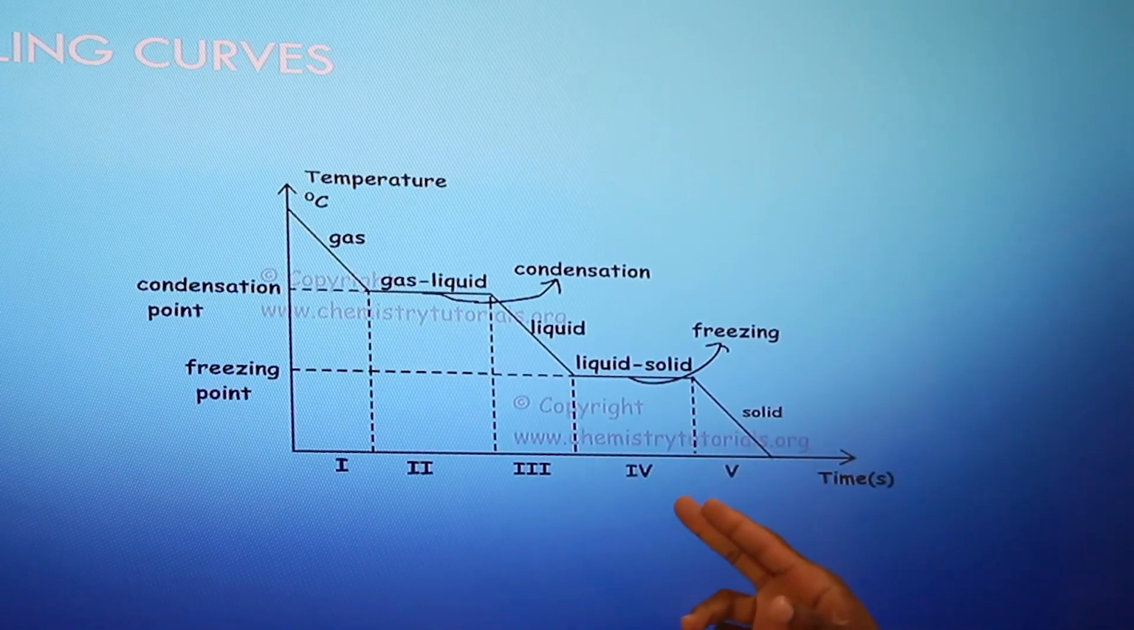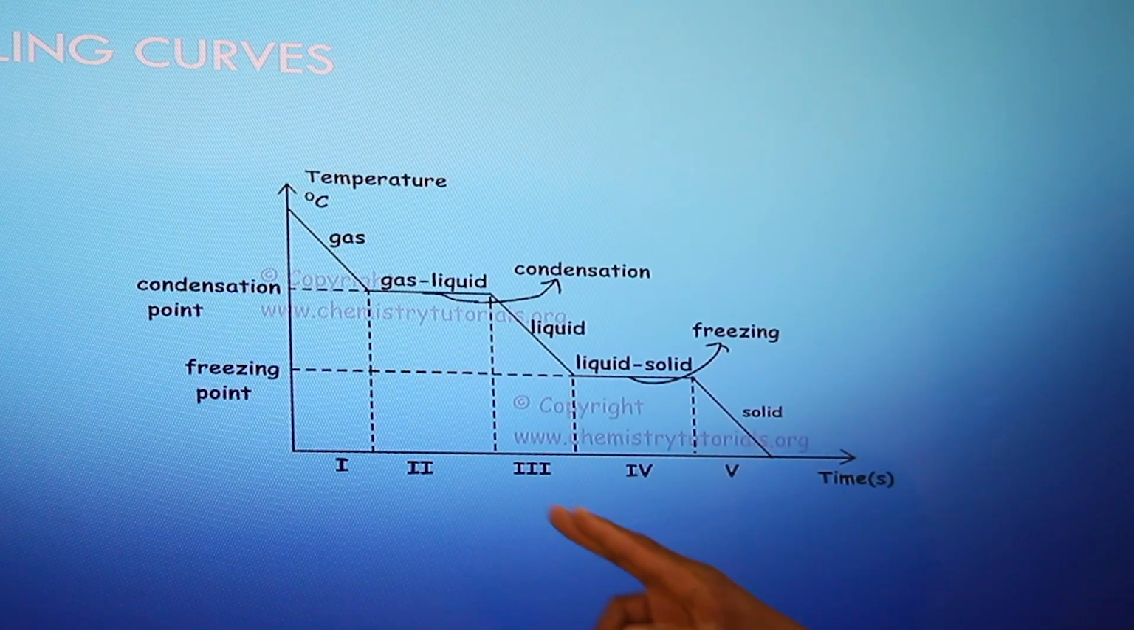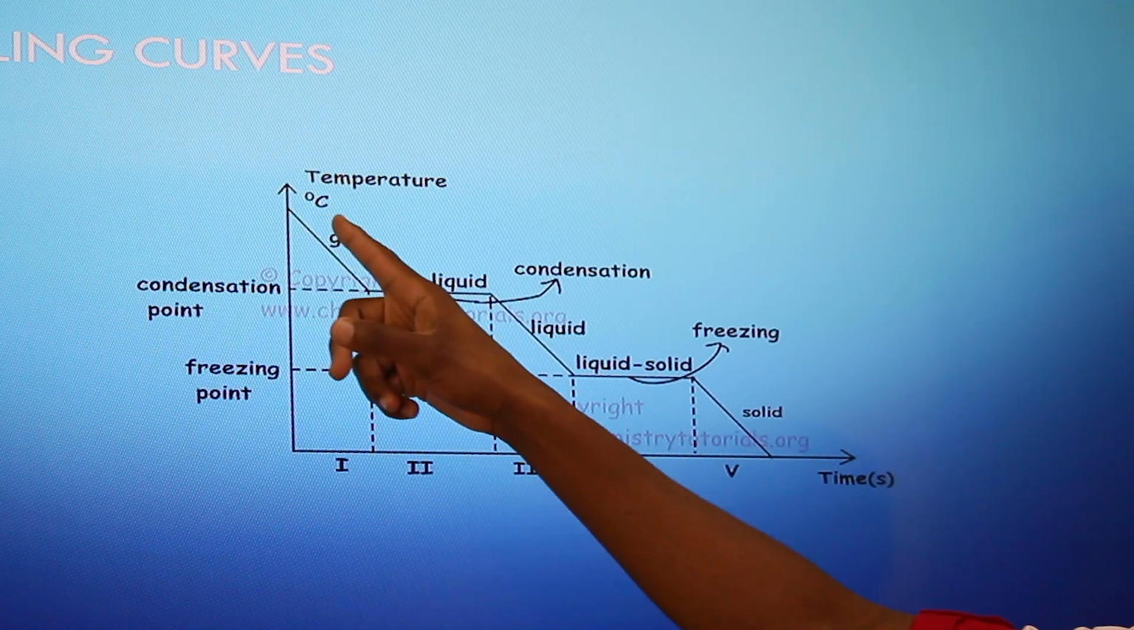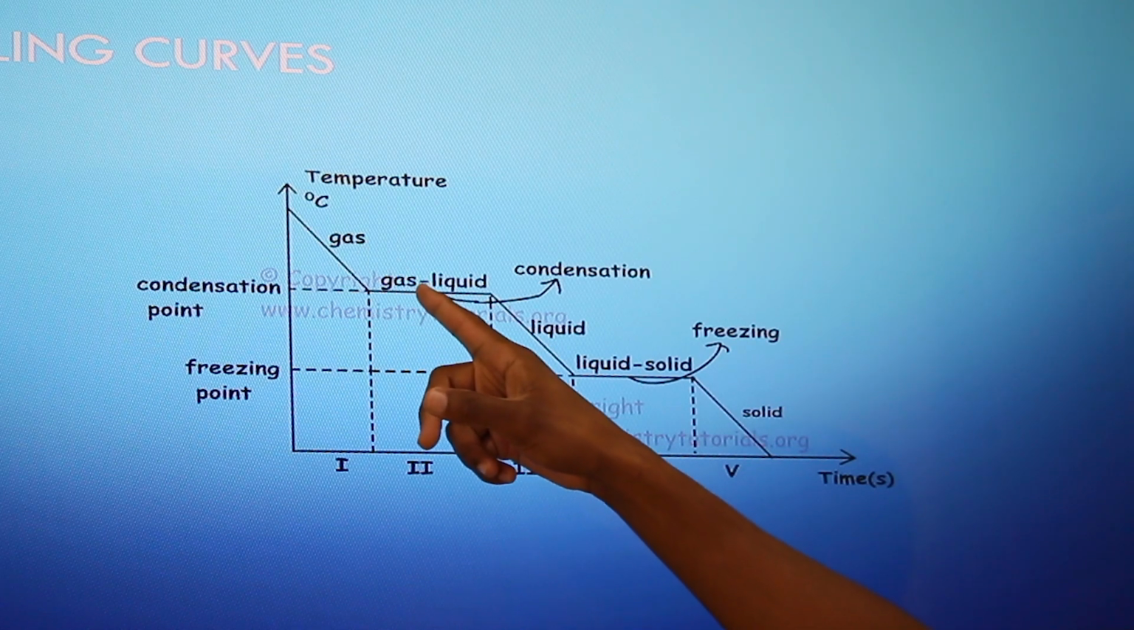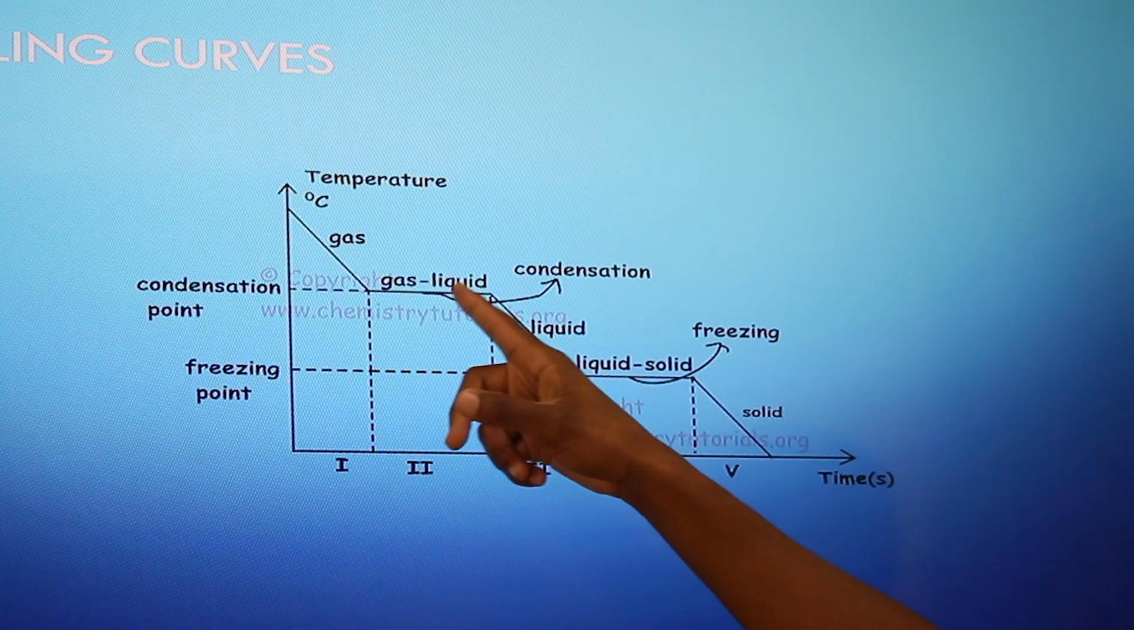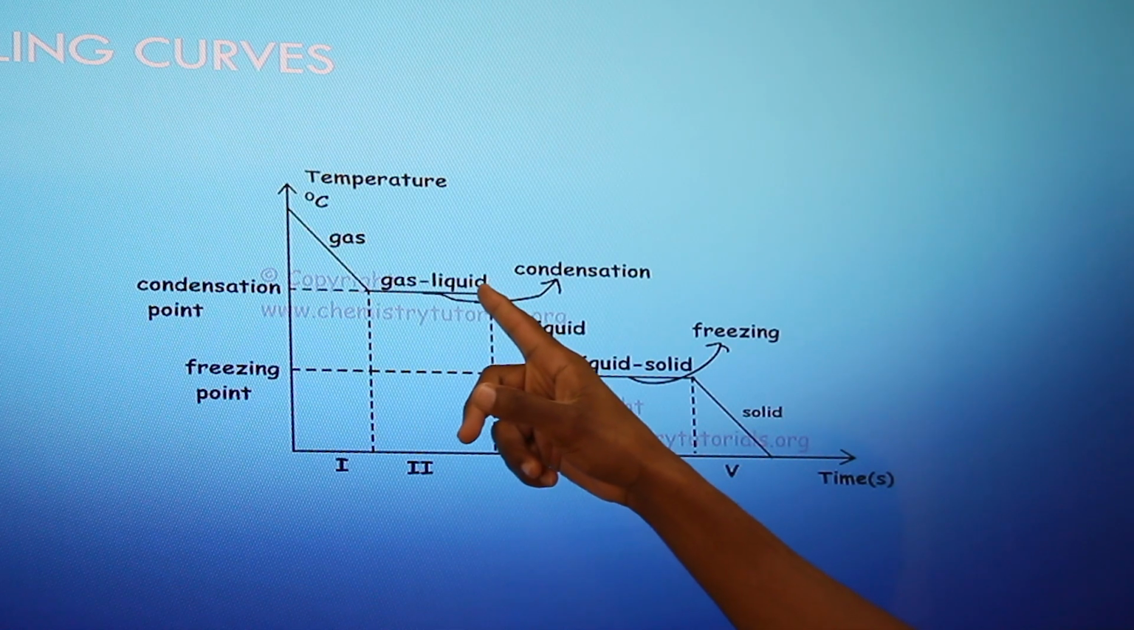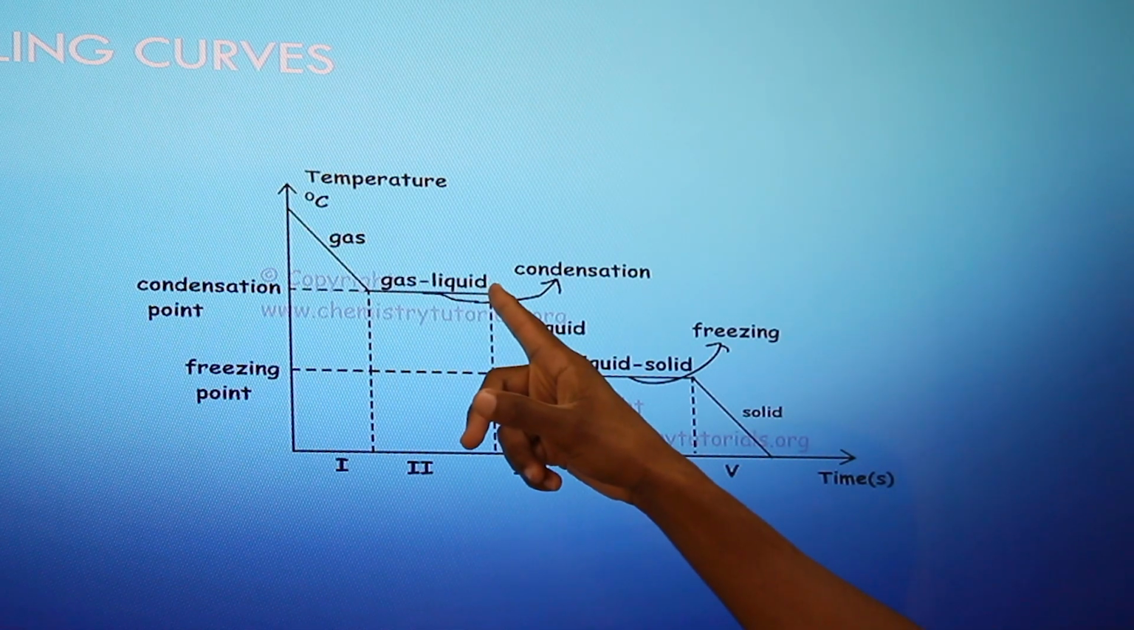Here we have a typical example of a cooling curve. On the x-axis we have the time, and on our y-axis we have temperature. Now as the gas cools, we come down to a point where the temperature remains constant as it changes from a gas to a liquid. Here we have our condensation point.